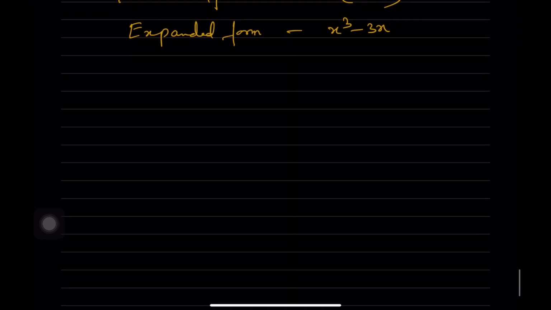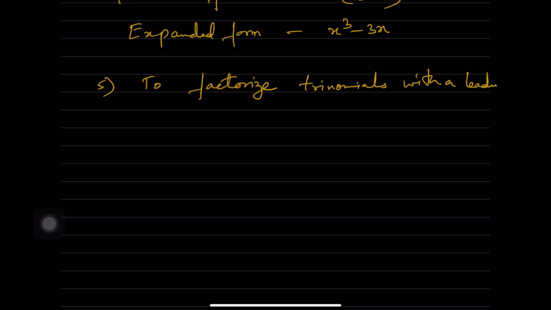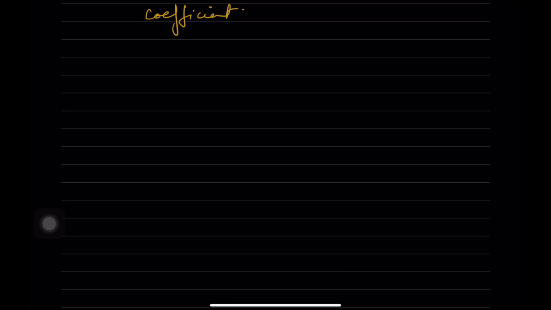Now next we have one more method, where we have to factorize trinomials with a leading coefficient. So you can take this as the fifth one, to factorize trinomials with the leading coefficients. So what does this leading coefficient mean? We'll just see. Suppose you're given here 6x square plus x minus 2.